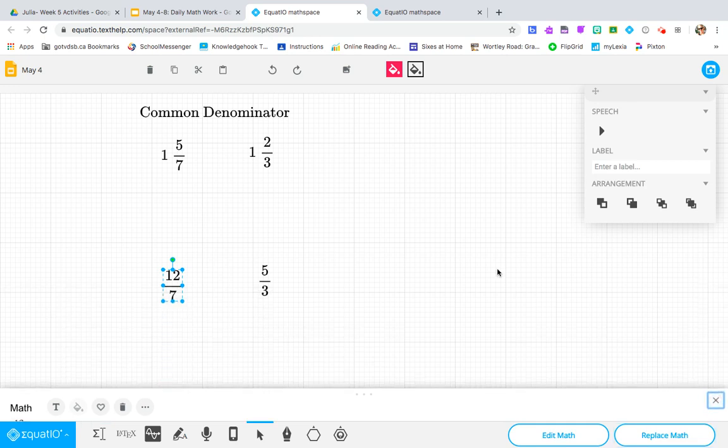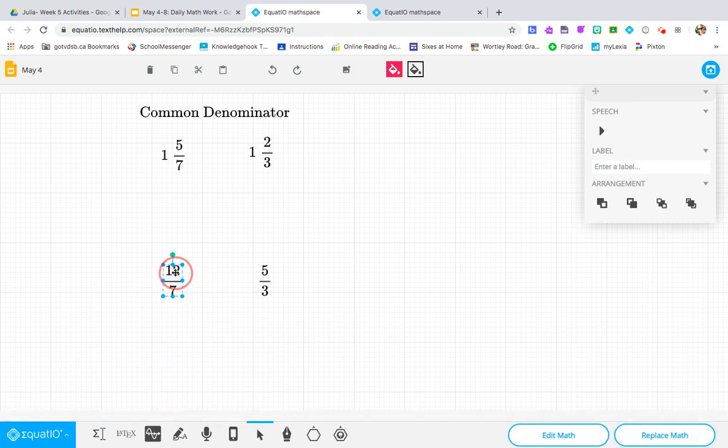Okay. So let's do our common denominators now. Just like we did with simple fractions, we can do the same thing here. We can find a common denominator between 7 and 3 by using the multiples. Now, I can already tell you right away that I know this one. If I count up by 3s, so 3, 6, 9, 12, 15, 18, 21.